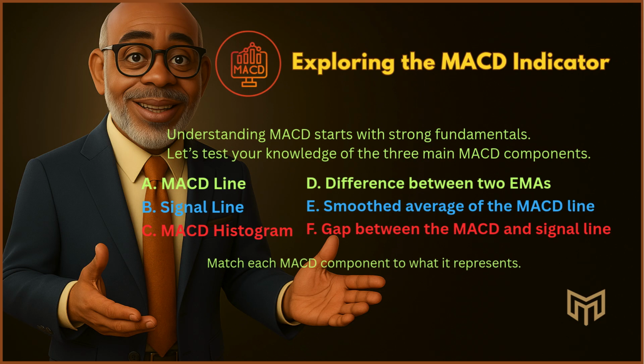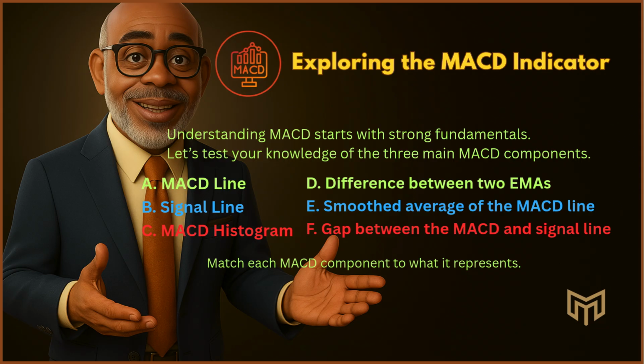Let's check your answers. A matches D. The MACD line represents the difference between two exponential moving averages. This is the core calculation that drives everything you see on the indicator. B matches E. The signal line is the smoothed average of the MACD line. Think of it as the trigger. When the MACD crosses above or below the signal line, traders pay attention.